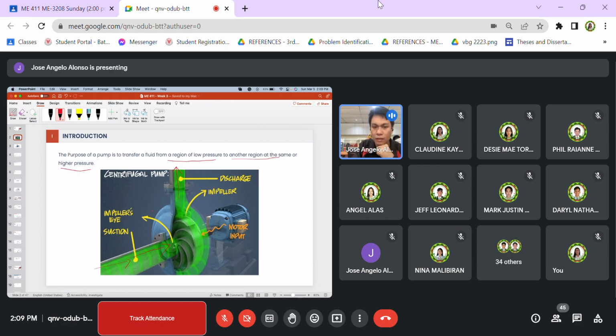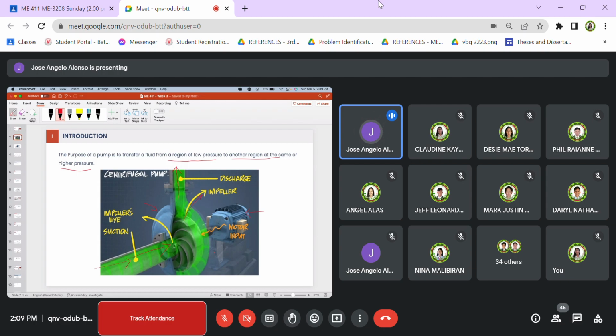Then, we have the impeller, together with our casing. Na-explain naman natin to last time sa parts ng isang rotodynamic machine. Along with that, yung nagpapaikot or nagko-convert ng electrical energy sa rotational energy, which is yung motor natin. So yung purpose ng motor is in Tagalog, patakbuhin or turn on yung ating pump. Nagko-convert ng electrical energy into rotational energy or mechanical energy.